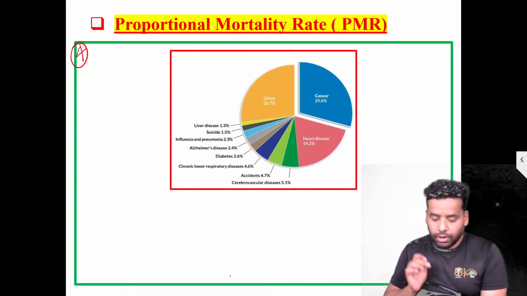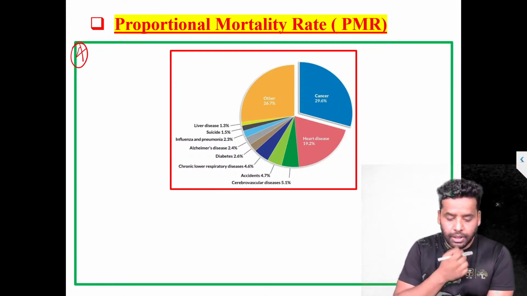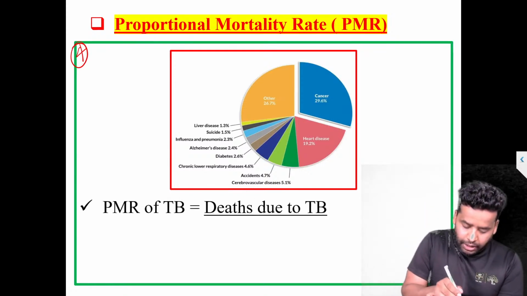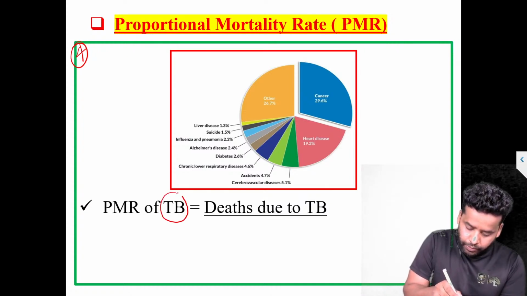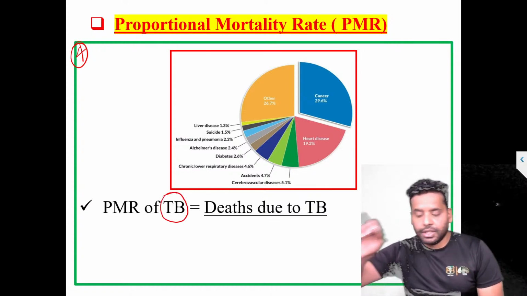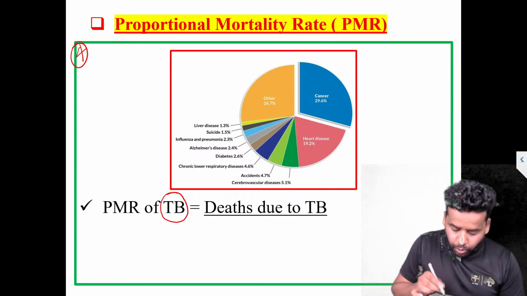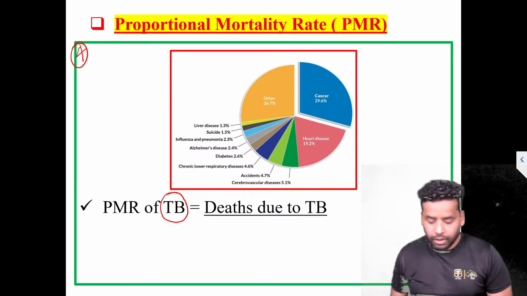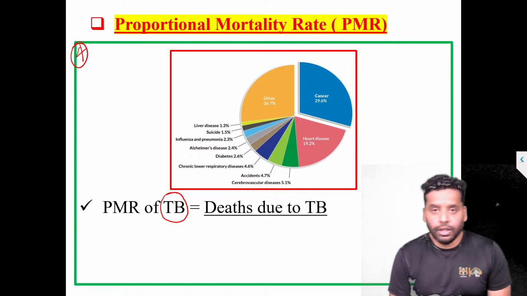I want to know the contribution, for example, contribution of tuberculosis. Proportional mortality rate of TB. The numerator will be deaths due to tuberculosis. What is the denominator? Now tell me, easy question I am asking. What will be the denominator?